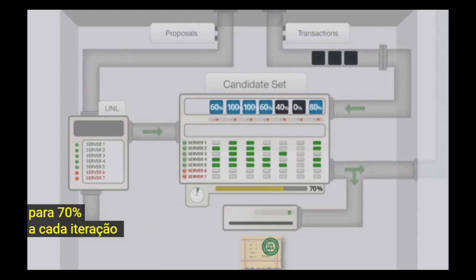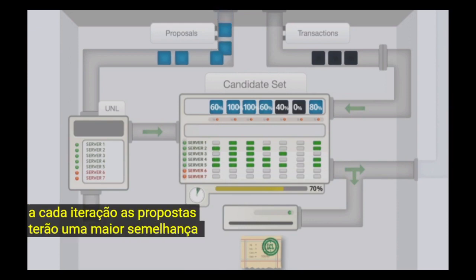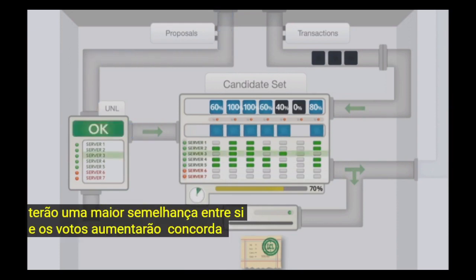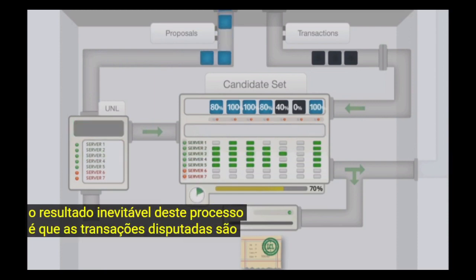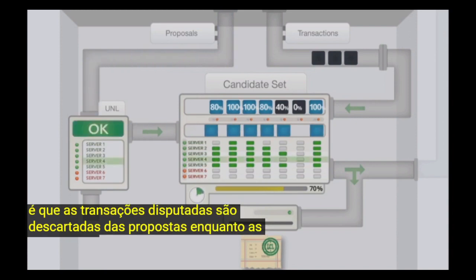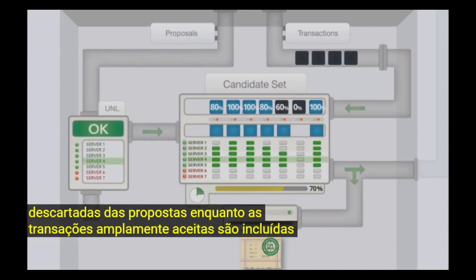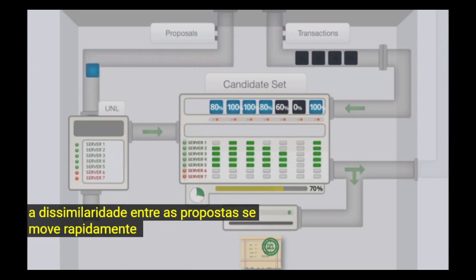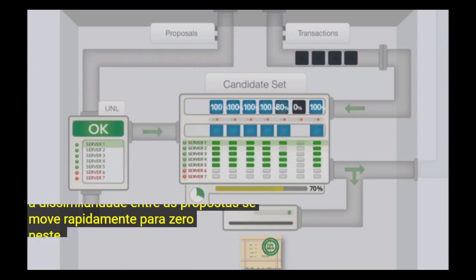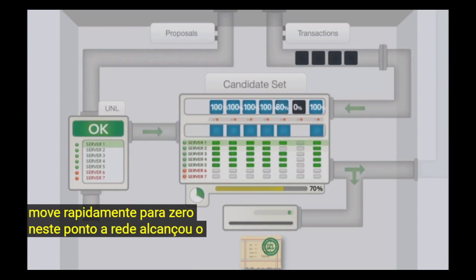With each iteration, the proposals will have a greater similarity to each other, and the votes will increasingly agree. The inevitable outcome of this process is that disputed transactions are discarded from proposals while widely accepted transactions are included. The dissimilarity between the proposals quickly moves towards zero. At this point, the network has reached consensus.